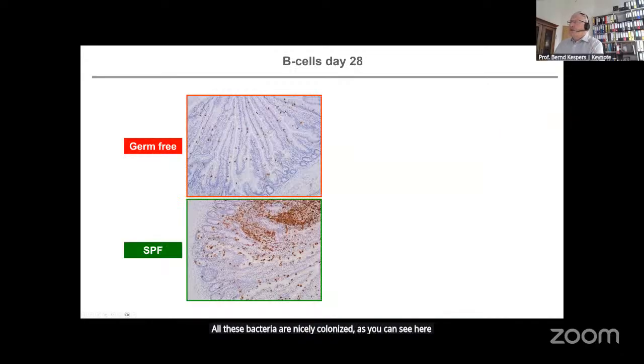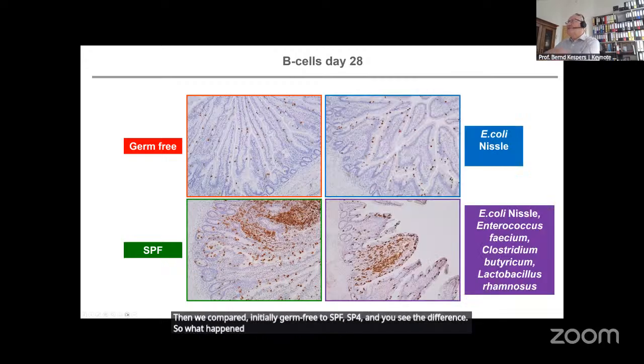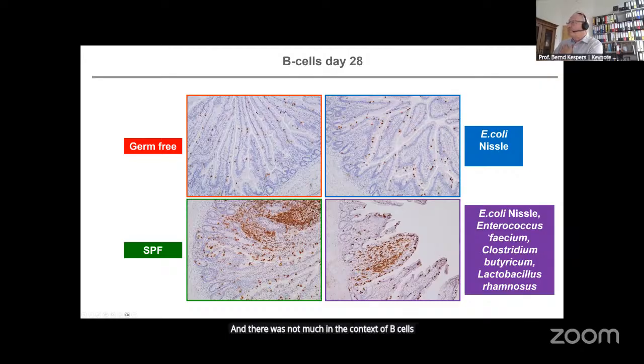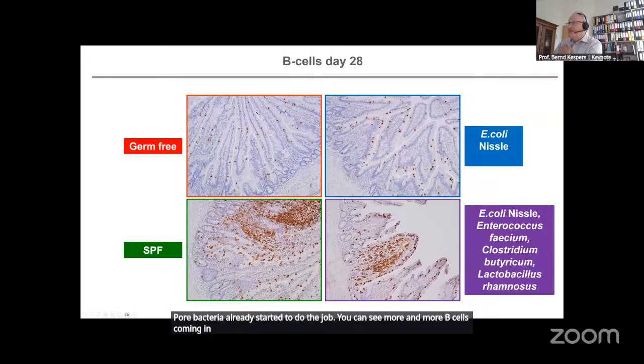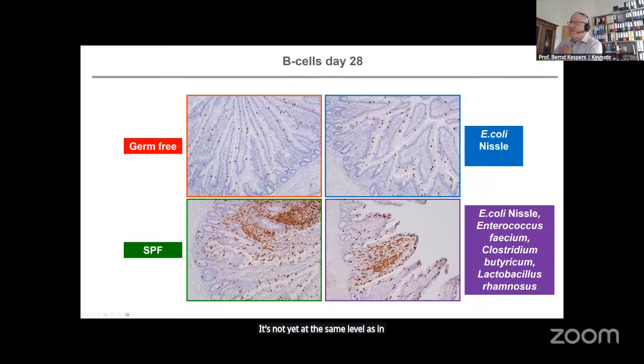And then we compared initially germ-free to SPF as before, and you see the difference. So what happened in the case of addition of just one single E. coli? There was not much in the context of B cells. 4 bacteria already started to do the job. You can see more and more B cells coming in. It's not yet at the same level as in the SPF birds with a more complex microbiome, but these 4 probiotic bacteria already help to develop the immune system.